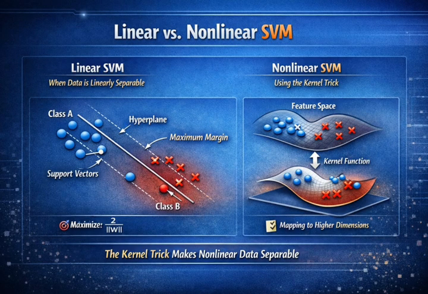Then we go to linear versus non-linear support vector machine. When data is linearly separable, support vector machine works directly with the hyperplane, but real-world data is often non-linear. To handle this, support vector machine uses the kernel trick, which maps data into higher dimensions where it becomes separable. Popular kernels include polynomial, radial basis function, denoted as RBF, and sigmoid.